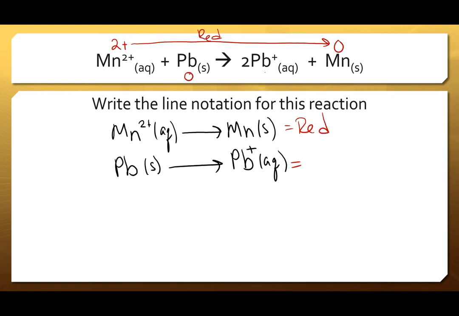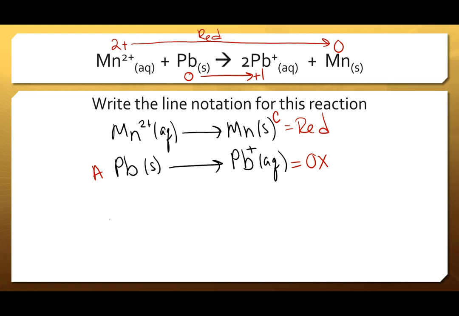And then lead is going from 0 to a plus 1. So that's going up. That's our oxidation. Okay. So again, once we have our reduction, our oxidation, that also gives us our anode and cathode. So where things are being oxidized, that's our anode, and where things are being reduced, that's our cathode.